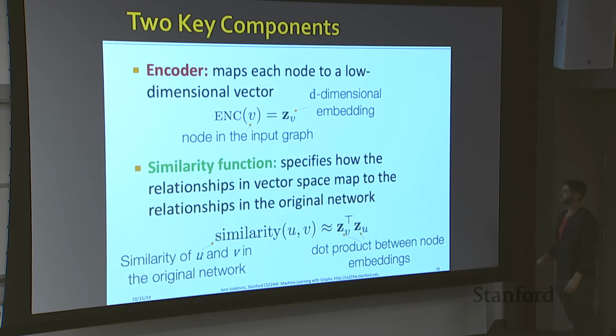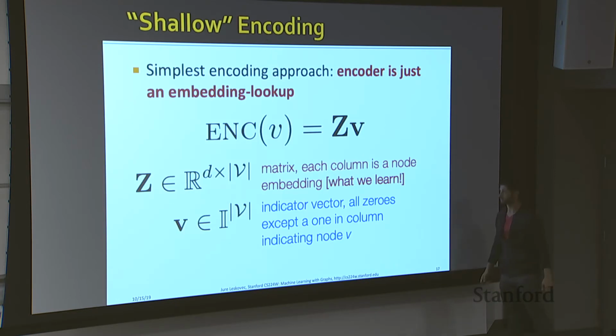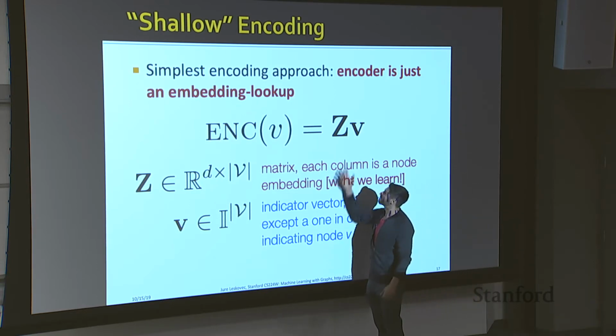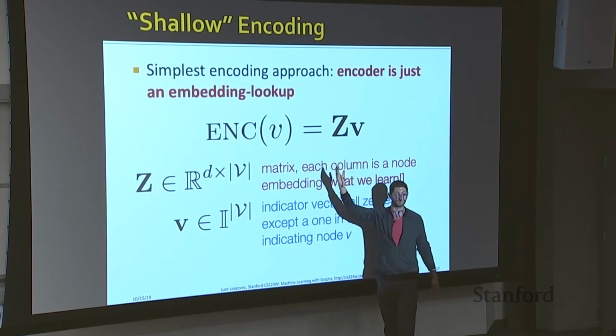All right, so now, as we recall, the two key components we're going to be working with are the encoder and the similarity function. So what are we going to do now? Let's start from the most simple model that you can think of, okay? The first model that we're going to be talking about is this class of shallow encoders. The idea of shallow encoding is that an encoder is nothing but an embedding lookup, okay? So in computer science terms, an encoder is nothing but a hash table, okay?